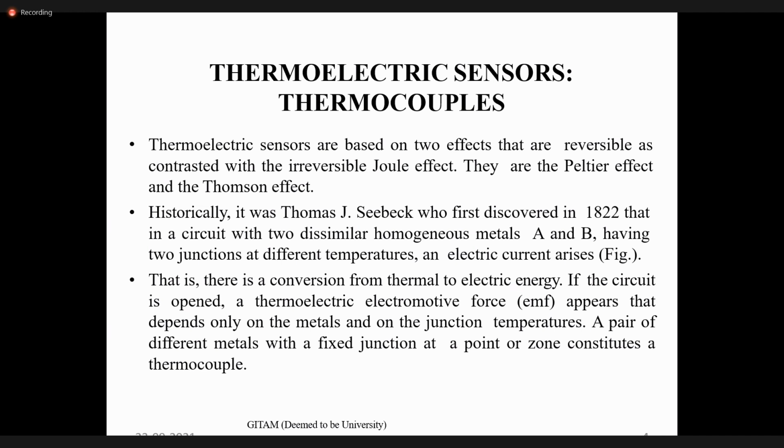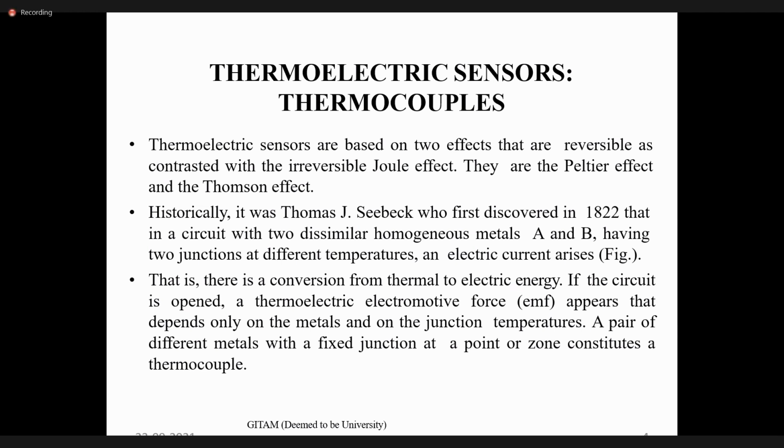Historically, it was Thomas J. Seebeck who discovered the thermocouple in 1822. That is, if we use two dissimilar metals, form two junctions, and maintain the two junctions at two different temperatures, we will get an electrical output. Students, we have already completed this experiment in our lab sessions. In the lab session, I showed you one video, the practical thermocouple.